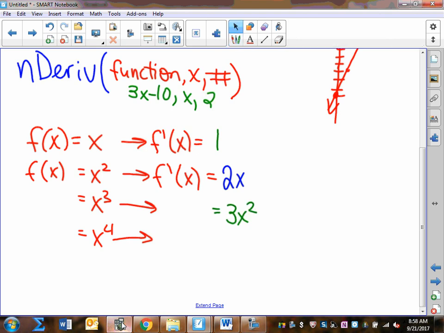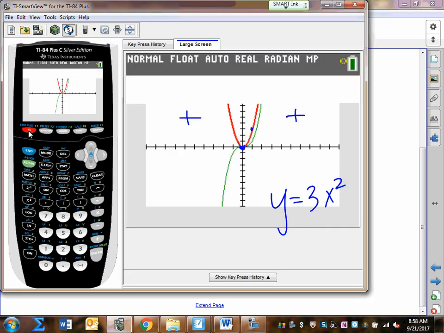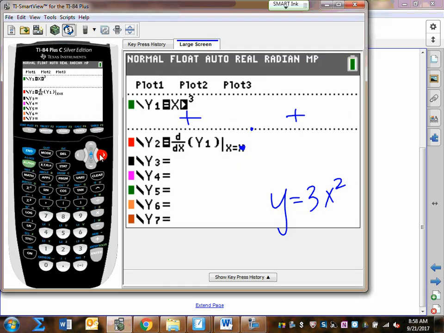All right, and then let's do one more with x to the 4th. So again, we're going to go to y equals x to the 4th. Again, this is still taking the derivative of that first one with respect to x, correct?